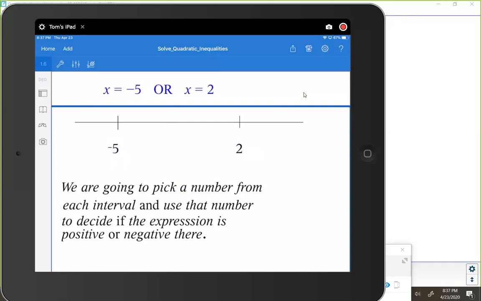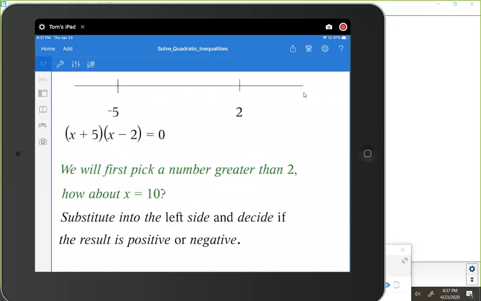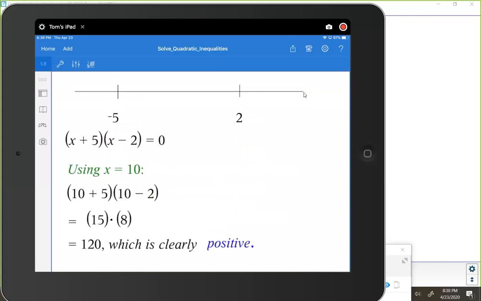And so we're just, again, going through step by step, just like I'm sure you do in your classroom. It's just there for your students to be able to use. And so I'm going to go ahead and first pick a number greater than 2, and it could be any number. Most people might say 3. I'm going to go with 10 because to me, 10 is pretty easy to work with. And when I substitute, I get 15 times 8. I don't even care that it's 120. I just know that it's positive. So right up here, I'm going to put POS for positive.